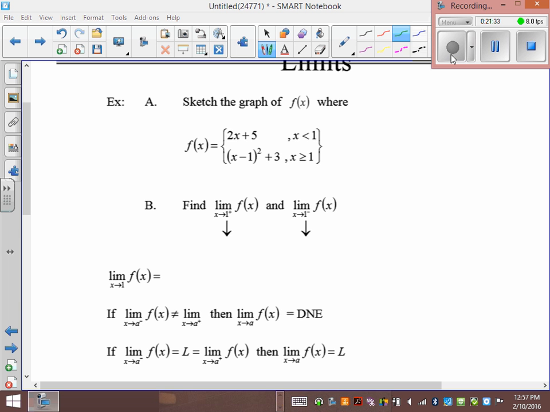Really, right? So on piecewise functions, 99.9% of the time, unless I'm being tricky, I'm going to ask you for the limit at the value they share, okay? Because that's where there's possibly going to be a discontinuous part of a graph, right?